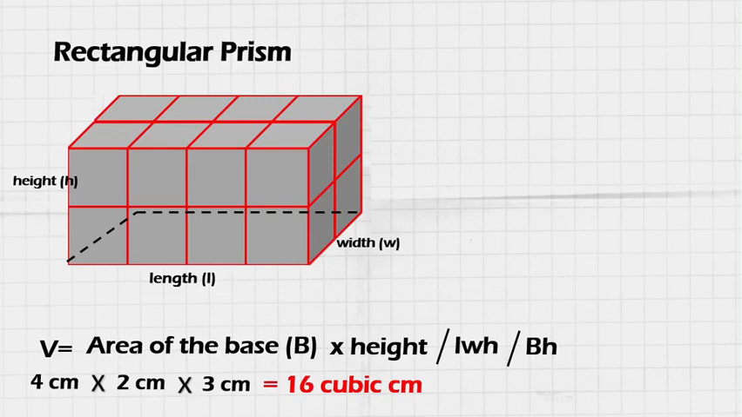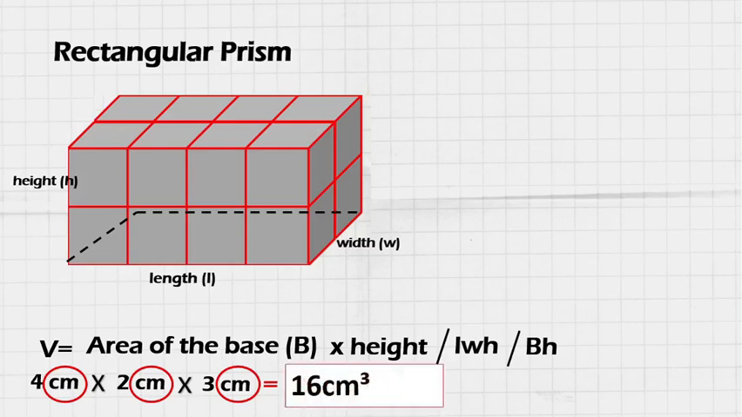Now, as you can see, we are multiplying 3 dimensions: centimeter times centimeter times centimeter. Therefore, we can also write the answer as 16 cubic centimeters by just writing 16 and then the units and writing exponent 3 on the upper right side of the unit centimeter. This can also be read as 16 cubic centimeters.